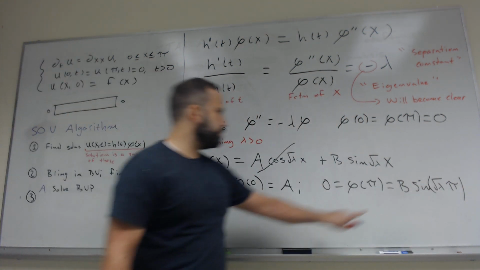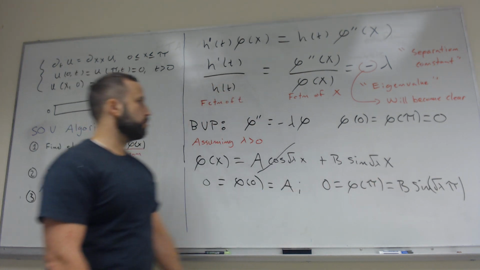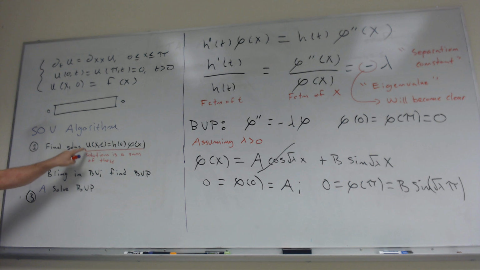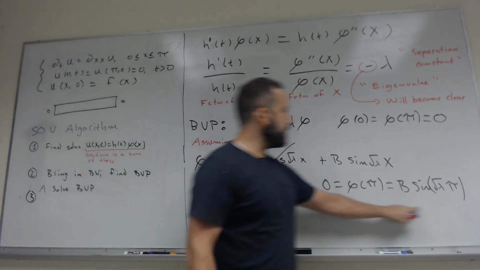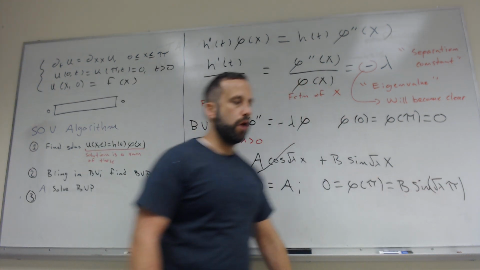Okay, so if b is equal to 0, I know a is equal to 0. If b is equal to 0, then phi of x is going to be equal to 0, and our solution is going to be identically equal to 0. So we know b is not equal to 0. So the only way this can be equal to 0 is if this sine is equal to 0.